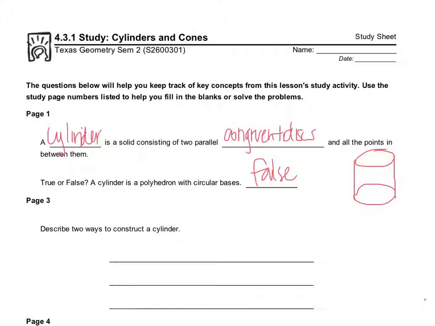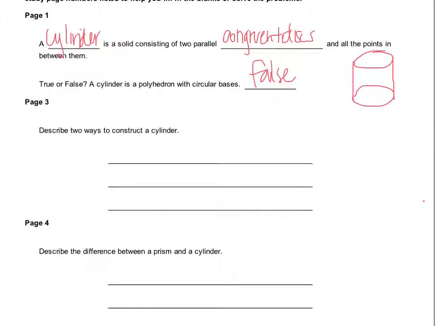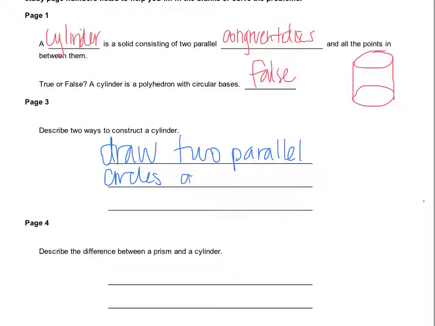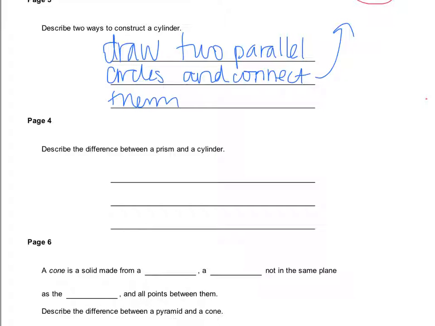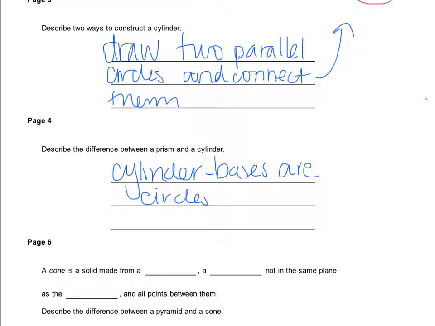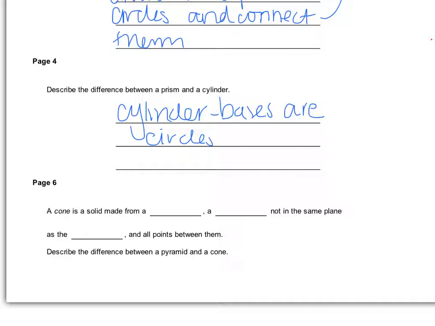It asks you for two ways to construct a cylinder. Well, the easiest way to construct one is to draw two parallel circles, and connect them, just like I did in the pink one up here. That's the easiest way to actually construct a cylinder. So the difference between a prism and a cylinder is that in a cylinder, the bases are circles. Otherwise, they're exactly the same. So even the side is actually a rectangle, just like in a prism, all the sides are rectangles.